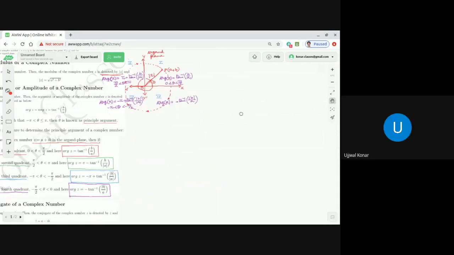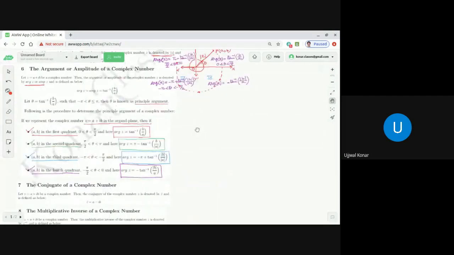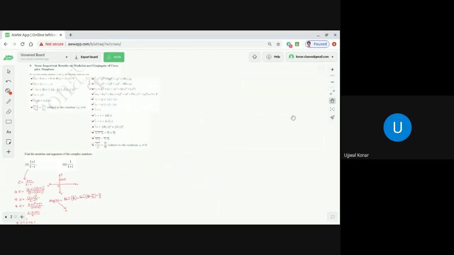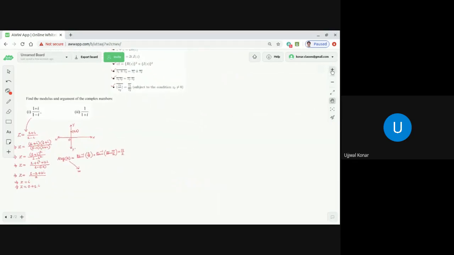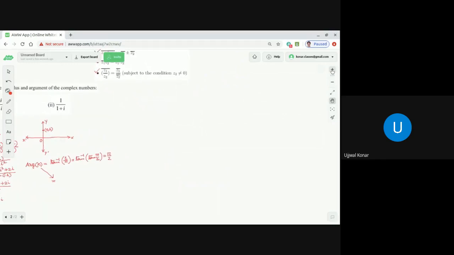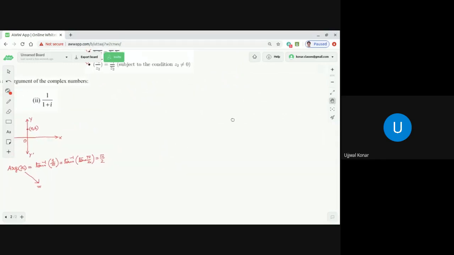In the second quadrant, what is it? Pi minus tan inverse of B by mod A. This one, no? You'll get the same thing. So what are we going to get here? Today the digital board is actually malfunctioning a little for me. Anyway, it is not giving us a big problem, but a little problem. I need to correct it.